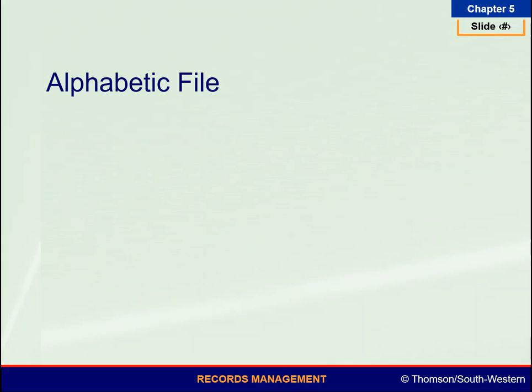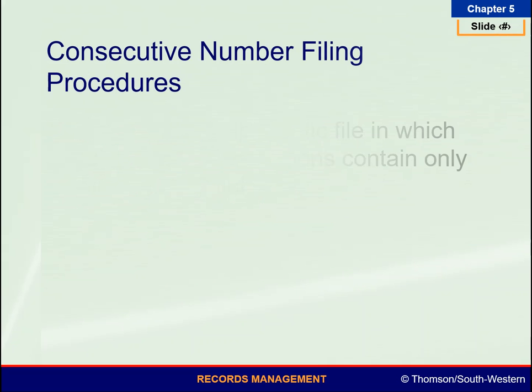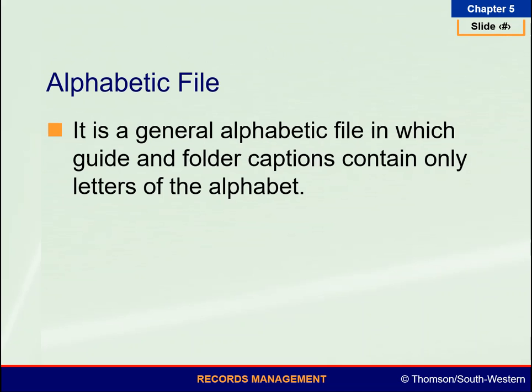Okay, the last one is alphabetic file. An alphabetic file is a general alphabetic file in which the guide and folder captions contain only letters of the alphabet.